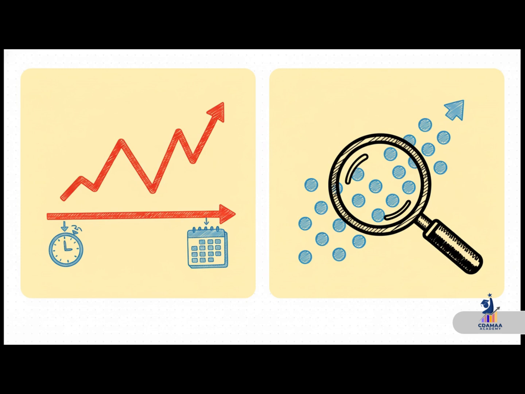Then you've got the scatter plot. This one's our detective tool. We use it when we're trying to figure out the relationship between 2 different numeric things. Do they go up together? Does one go up when the other goes down? Every single dot on that plot is a piece of evidence.